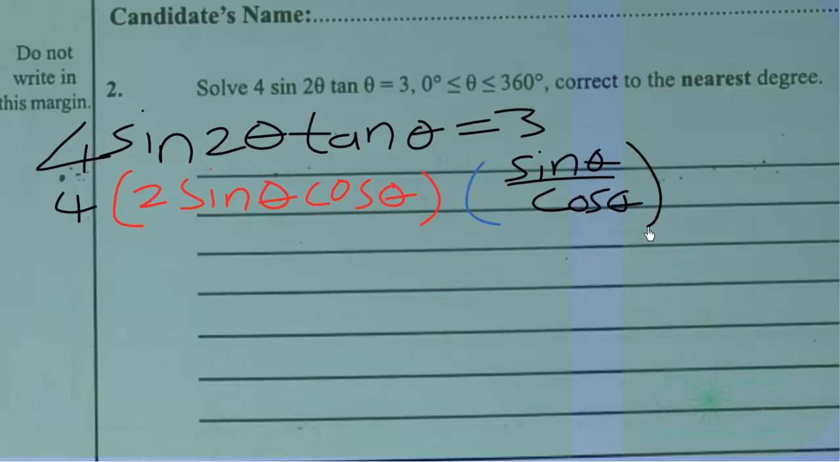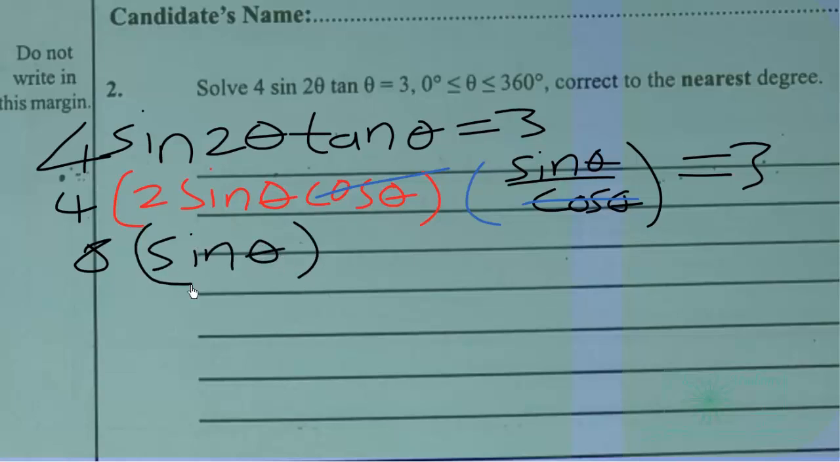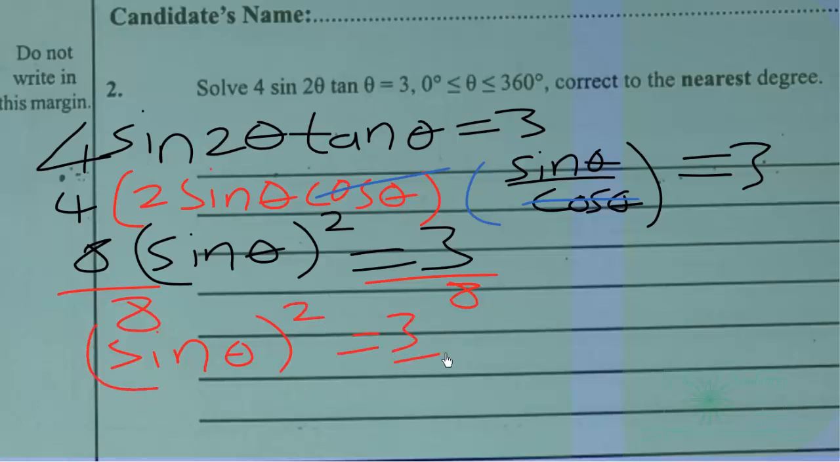is equal to 3. So what we do next is to simplify. So 2 sine theta, sine theta. When we multiply 2 by 4, we get 8. So we have 8 sine theta times sine theta will be sine squared theta is equal to 3. So you can divide through by 8. So you get sine squared theta equal to 3 over 8.